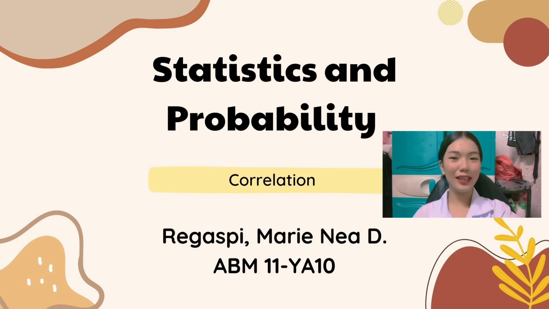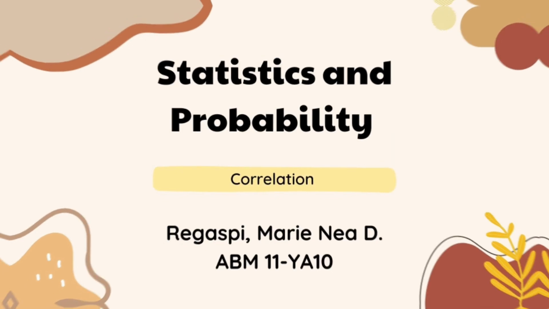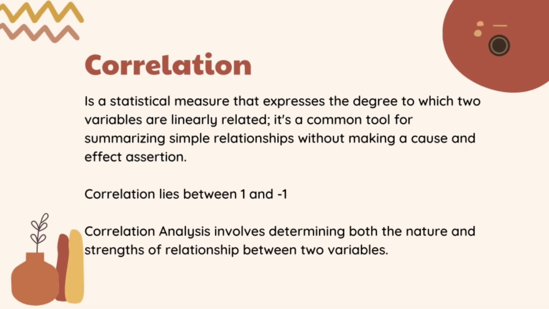Our topic for today is correlation. Correlation is a statistical measure that expresses the degree to which two variables are linearly related. It's a common tool for summarizing simple relationships without making a cause and effect assertion. Correlation lies between 1 and -1. Correlation analysis involves determining both the nature and strengths of relationship between two variables.